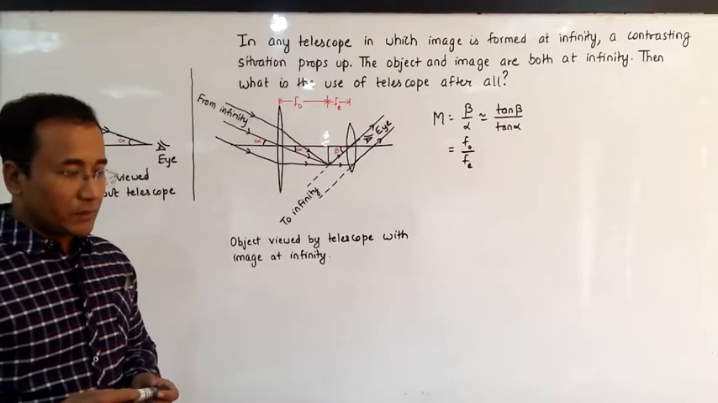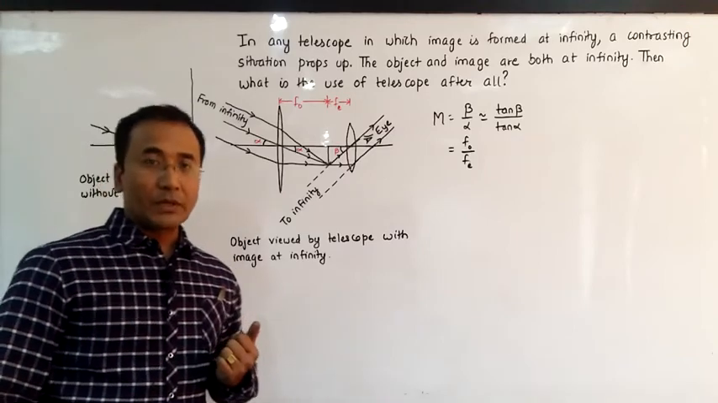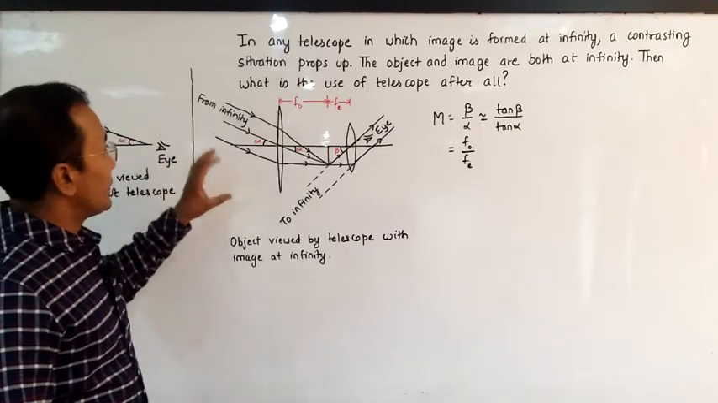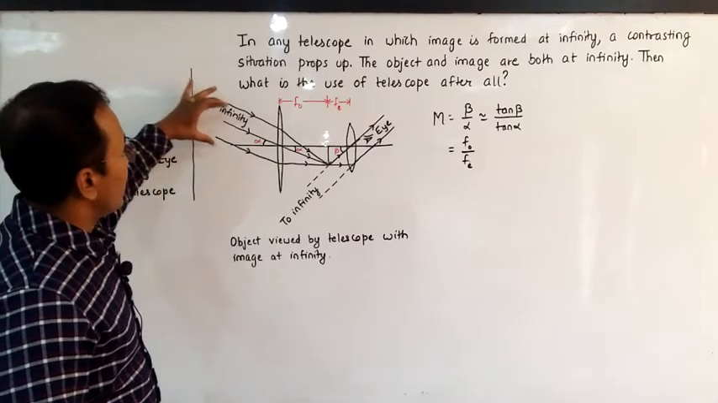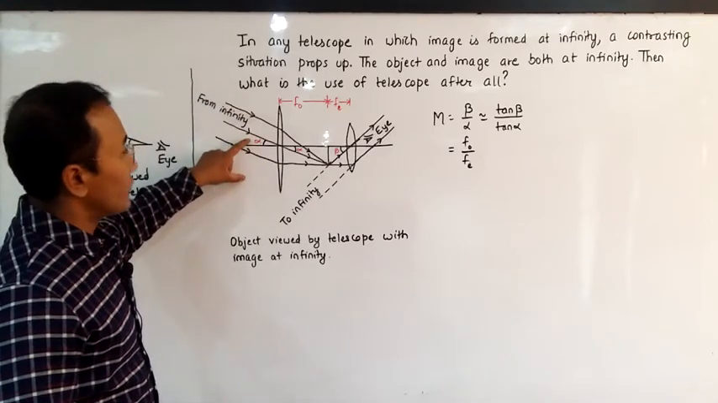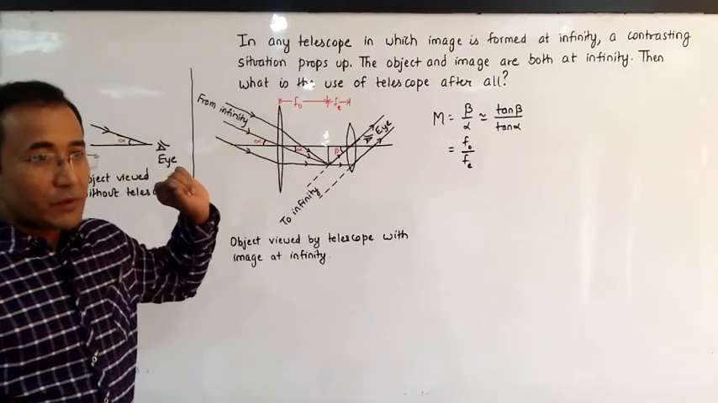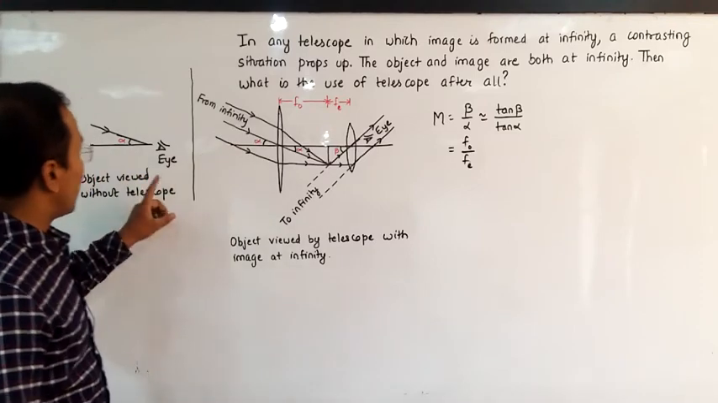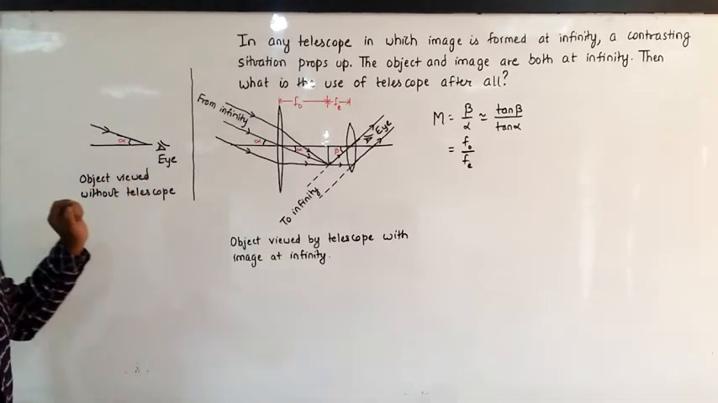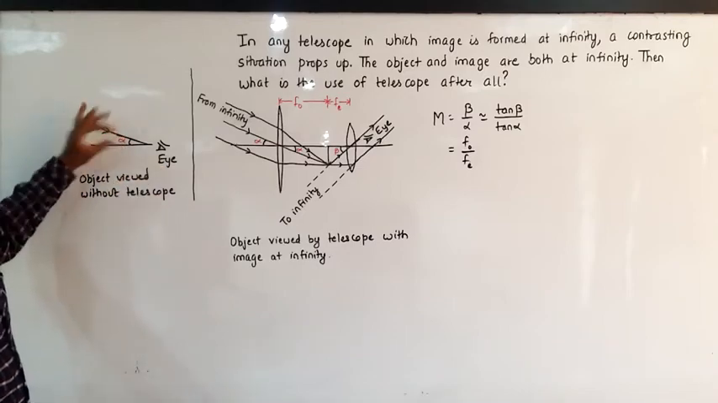So to explain that, we need to understand the ray diagram of the telescope. So here, this is the ray diagram with the telescope. Light rays are coming from infinity, which form an angle alpha with the principal axis, or it also forms an angle alpha with the eye if it is looked at directly, as shown by this diagram. So here, the eye is looking at the object directly and it forms an angle alpha.